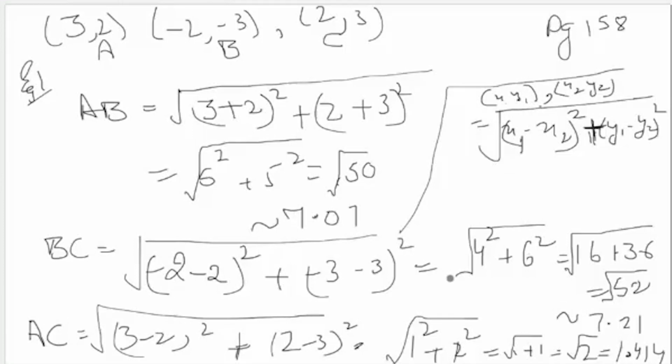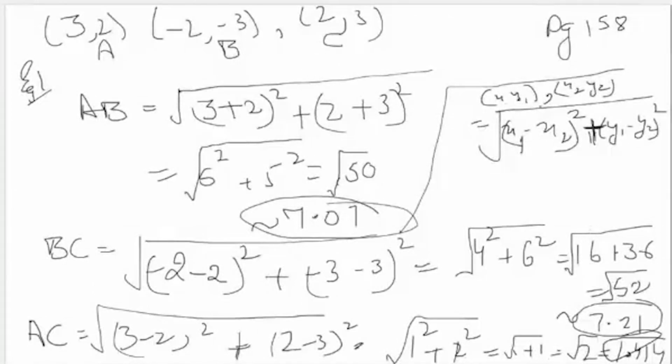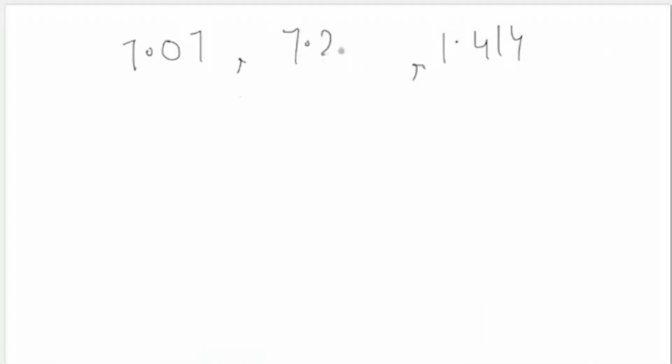Is it forming a triangle or not? The sides are 7.07, 7.21 and 1.414. Yes, beta. Is it forming a triangle or not? Ma'am, it is forming. Yes. Because the sum of two is not equal to the third one. Anyway, the sum of two sides is always greater than the third side.